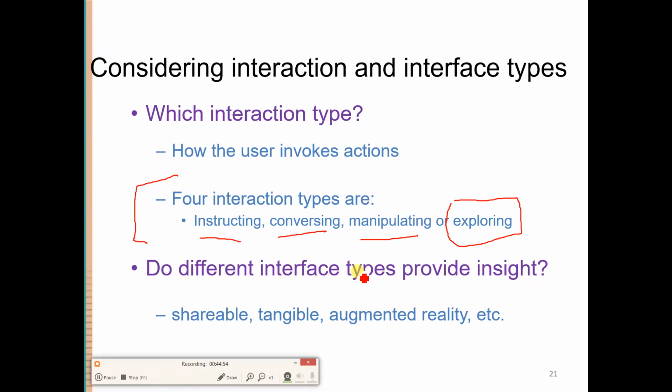Do the different interface types provide insight or not? After the interaction type, we have to see what interface we are using. Some interfaces can be shareable, where users can share the interaction space, such as electronic boards that multiple users can use at the same time. Or the interface can be tangible, where the user can feel and touch it, or it can be augmented reality. So one or more interfaces can be used to develop the system based on the interaction type.